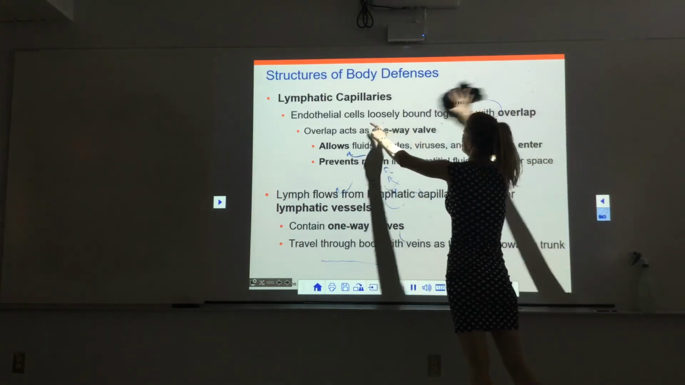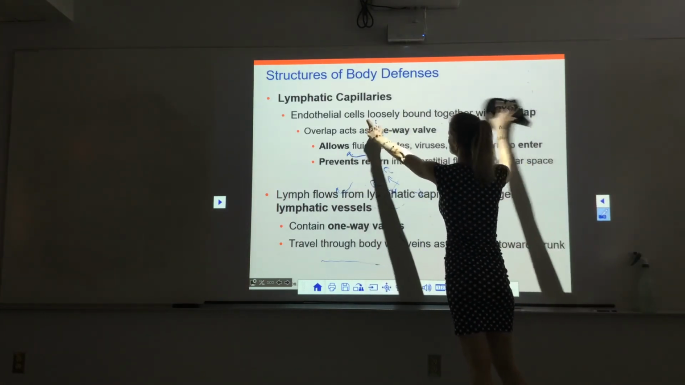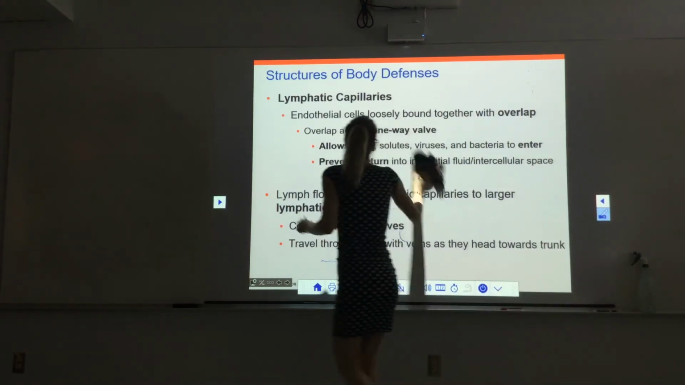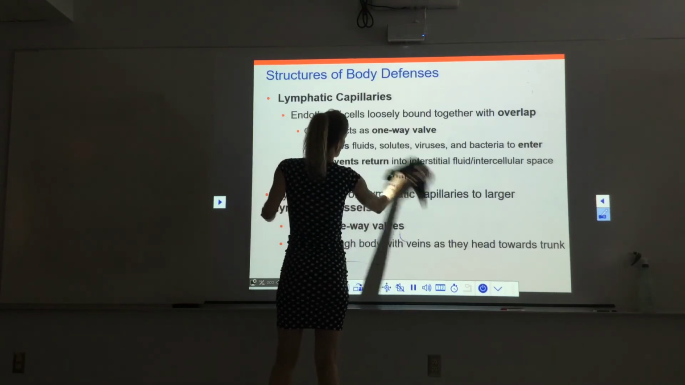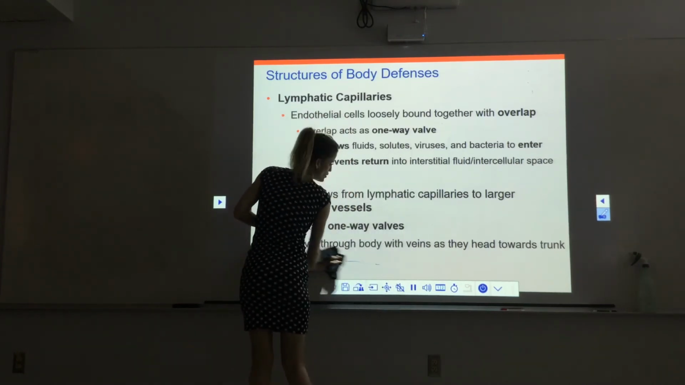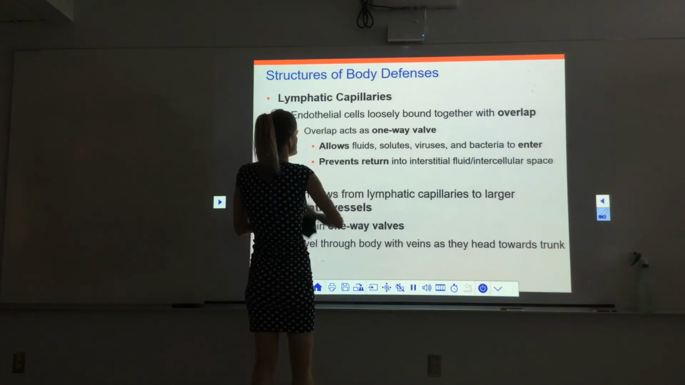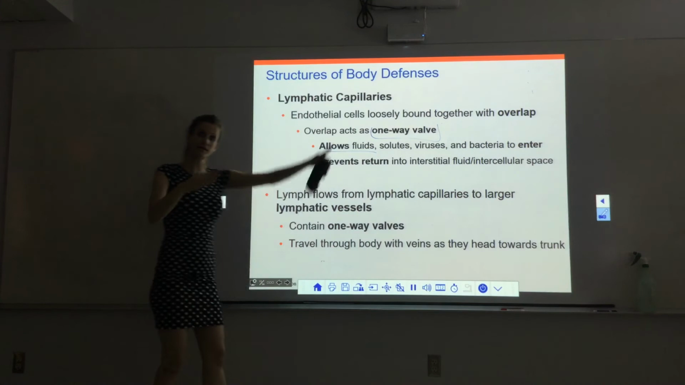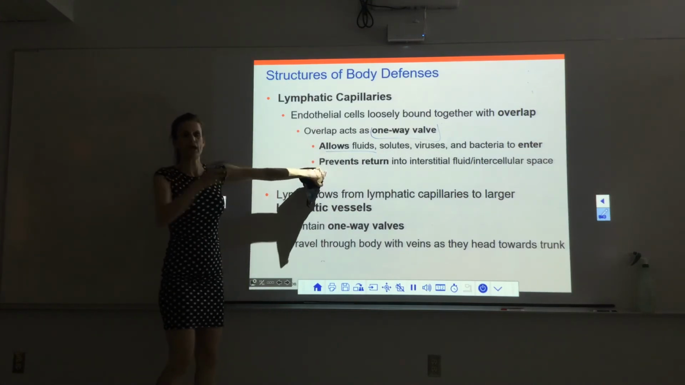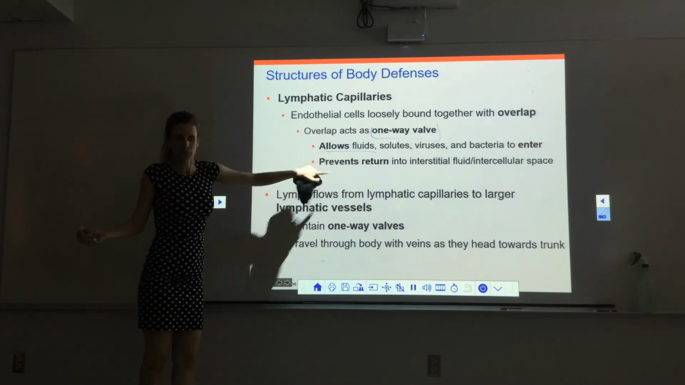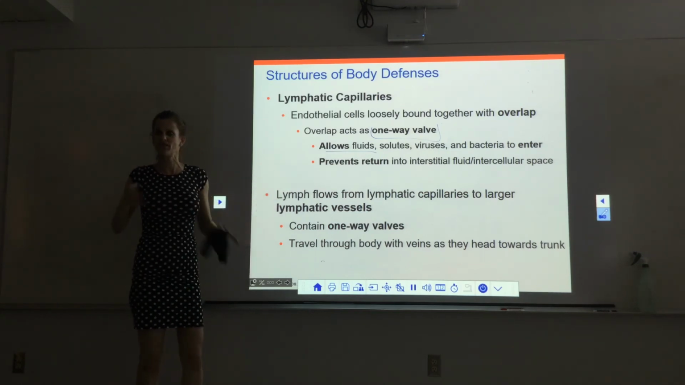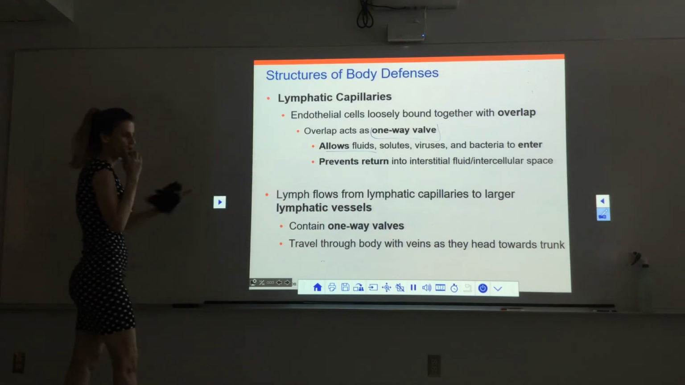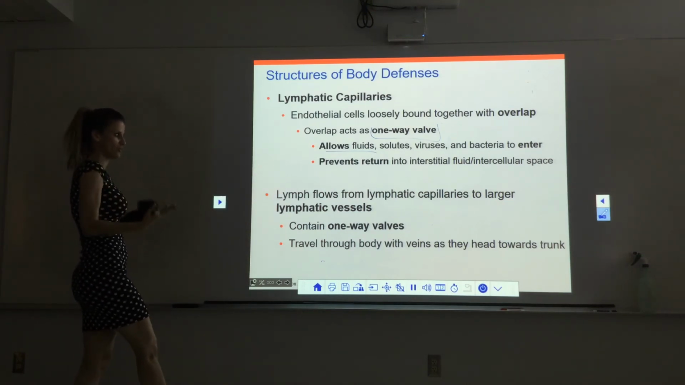Again, this is what I was just showing you. When we look at lymphatic capillaries, we see that the cells that are lining them have a little bit of overlap between them. And that overlap acts like a one-way valve. It allows fluid in, but it does not allow it to exit back out into the interstitial fluid. Okay, so we're always just allowing fluid, solute, bacteria, whatever, to enter into the lymphatic vessel, and then it's forced to continue forward as the vessels join and get bigger and bigger.